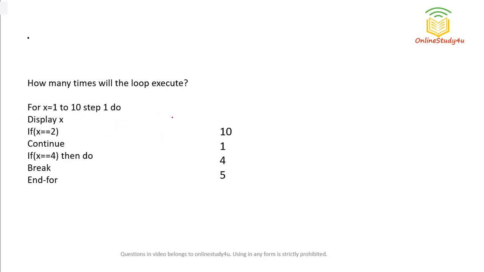Fine. So here you have to tell how many times this loop will be executed. First of all we have x equal to 1 to 10, and we are taking one step only. So as of now, what is the value of x? That is 1. So nothing will happen. We will continue. Again, what is the x value?